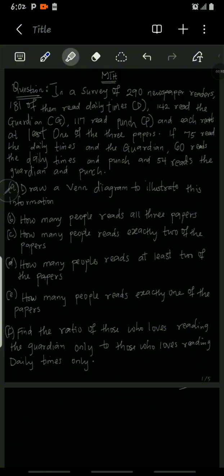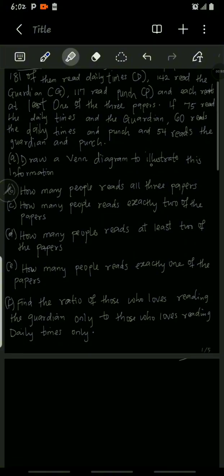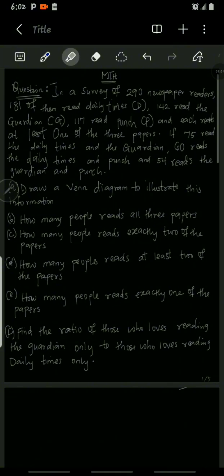If 75 read the Daily Times and the Guardian, 60 read the Daily Times and Punch, and 54 read the Guardian and Punch, we are asked to draw a Venn diagram to illustrate the information, and then we are asked to answer these remaining questions. So the first question here is to draw a Venn diagram. Now it is important to understand that this is a 3 Venn diagram set problem, right?